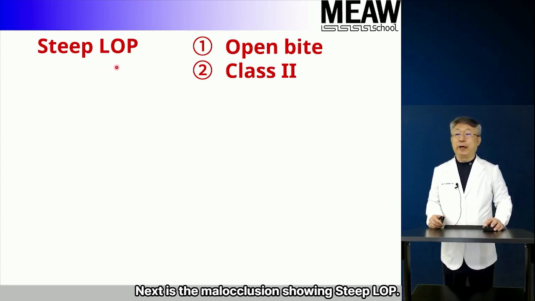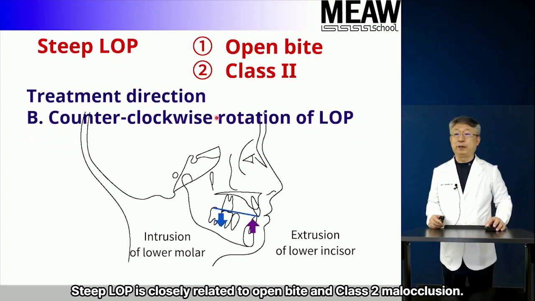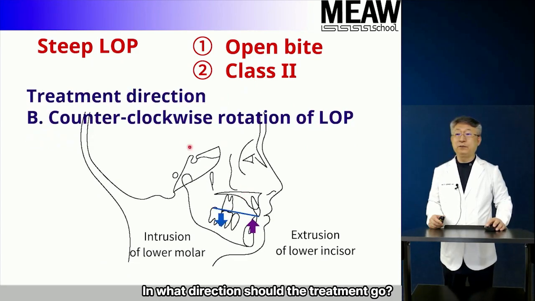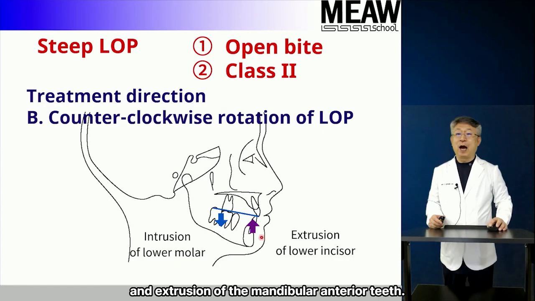Next is the malocclusion showing steep LOP. Steep LOP is closely related to open bite and Class 2 malocclusion. In what direction should the treatment go? The LOP must be rotated counterclockwise. Counterclockwise rotation means intrusion of the mandibular molars and extrusion of the mandibular anterior teeth.